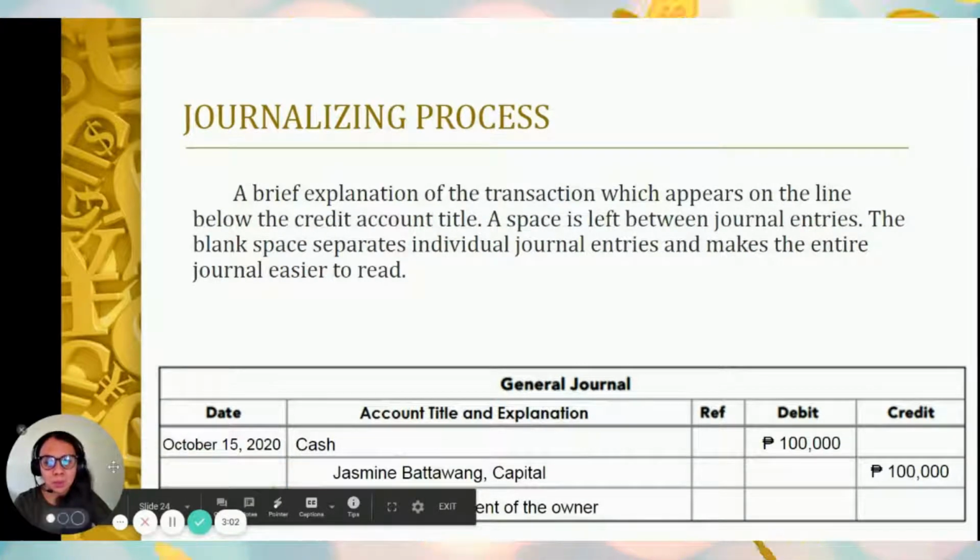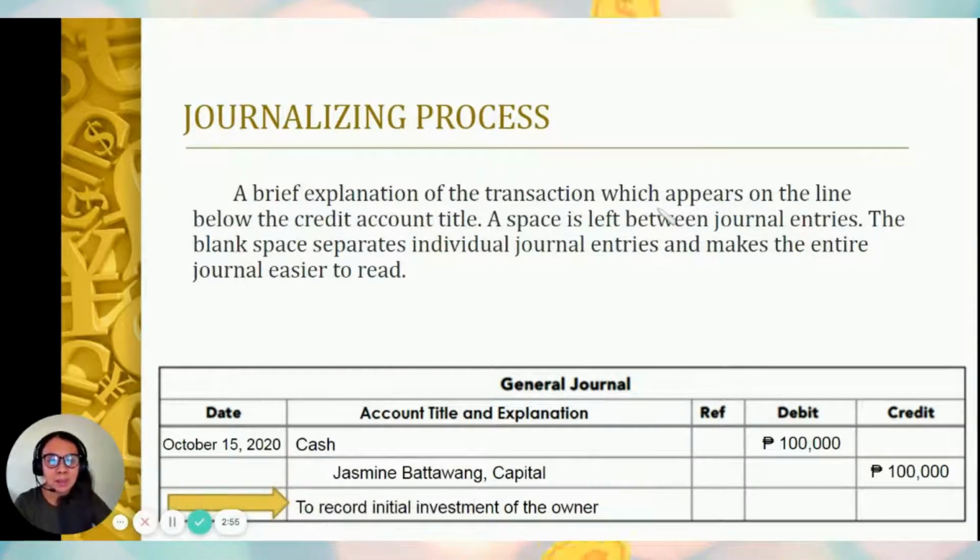Now we also include a brief explanation of the transaction, and it appears on the line below the credit account title. So as you can see in here, below Jasmine Batawang Capital, you can see a brief explanation of the transaction, and it says, to record initial investment of the owner.